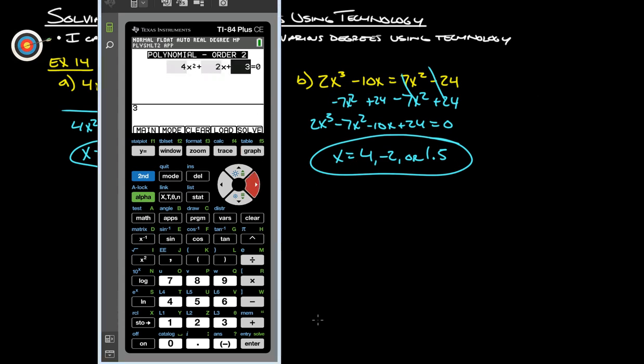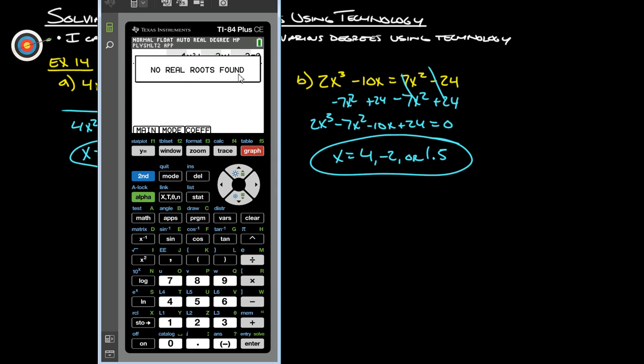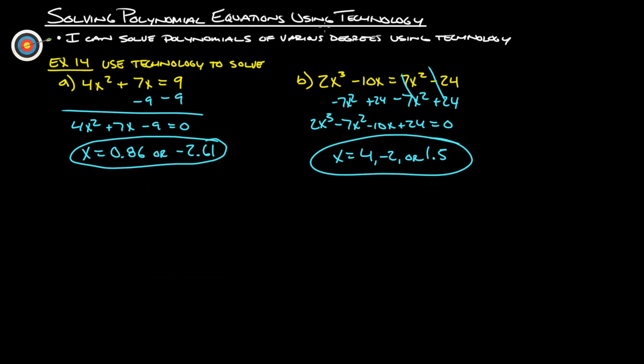Okay, so I found one that doesn't have any real roots. So you put your info in here and you go to solve. And it'll give you this, no real roots found. So that means there's no spots that cross the x-axis. Okay, all right, that's how you do all this here, solving polynomial equations using technology. Okay? If you have any further questions, please feel free to ask in class. Thanks.